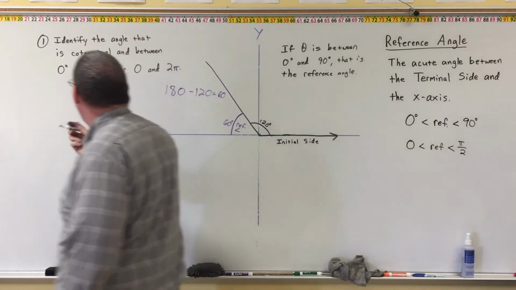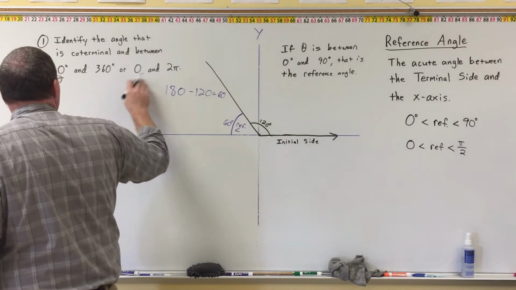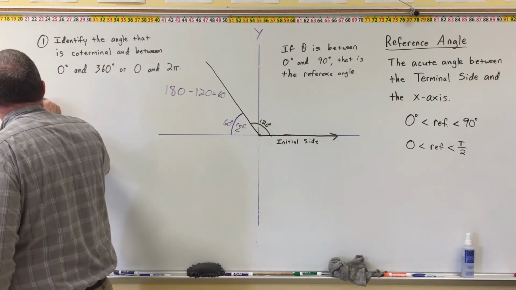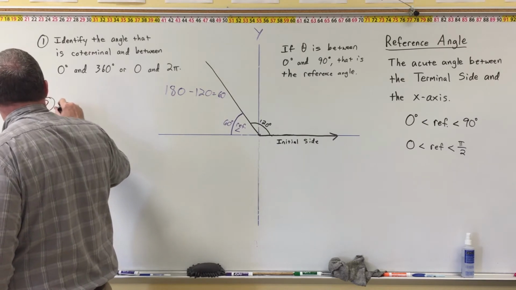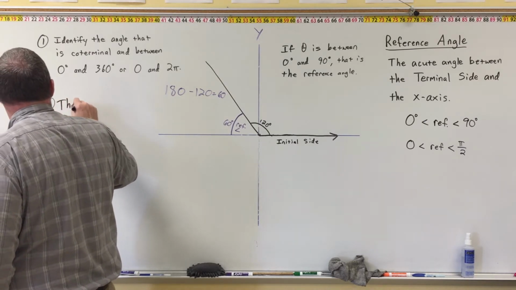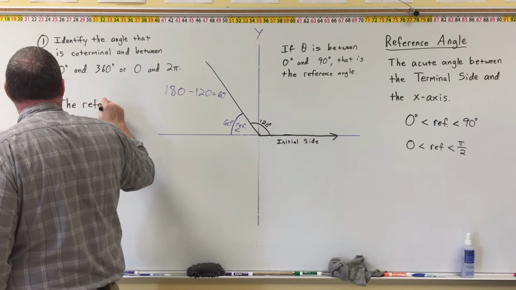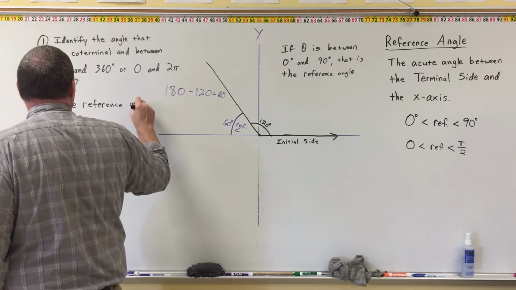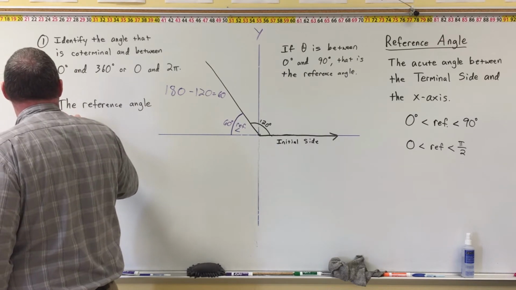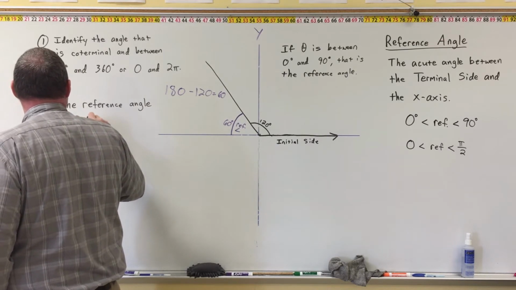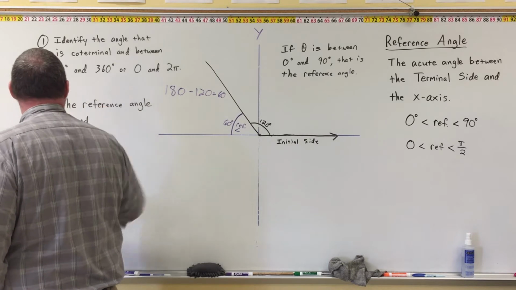All right, after you have an angle that's between 0 and 360 and 0 and 2 pi, there are, basically, it depends on what quadrant you're in. The reference angle depends on the quadrant.